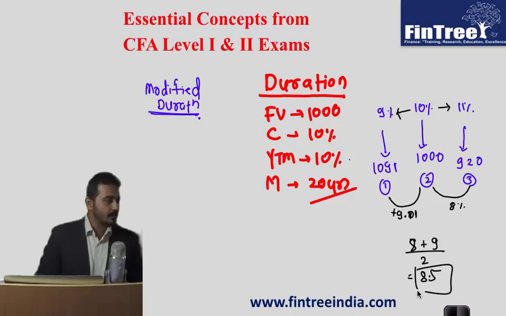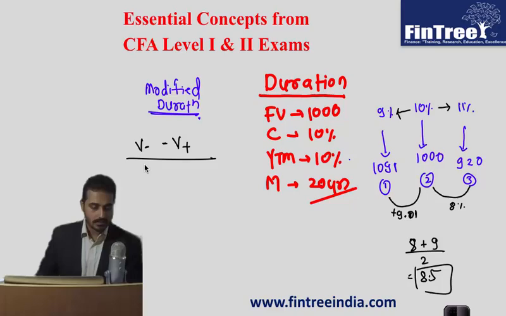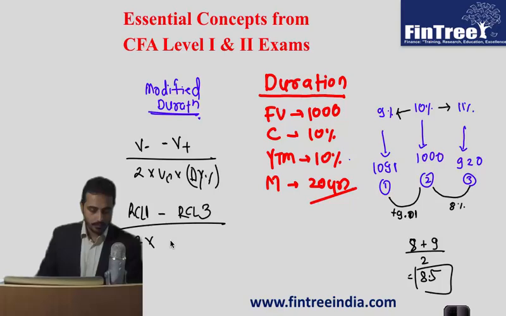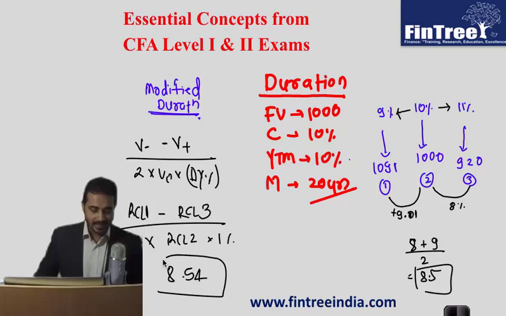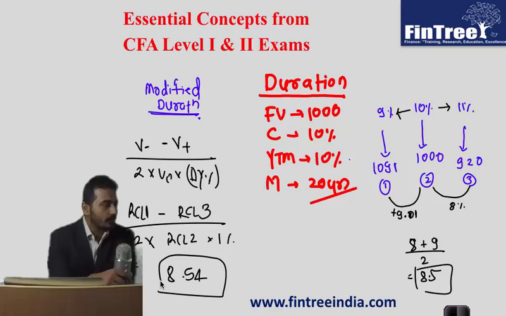So the formula that we learned at level 1 is V minus minus V plus divided by 2 into V0 into delta Y percentage. In your calculator, we have already put them into memory slots. So it would be RCL 1 minus RCL 3 divided by 2 into RCL 2 into 1 percentage equal to, and is it coming out to be 8.54? So this 8.54 would be considered the modified duration of this particular bond, which is essentially a measure of interest rate risk. Are we in agreement here? Do you want to go ahead?